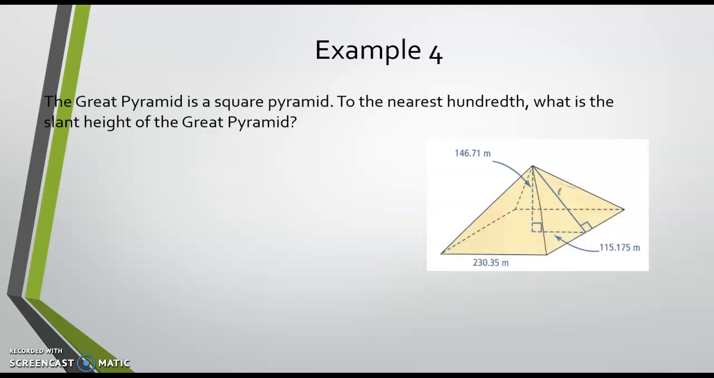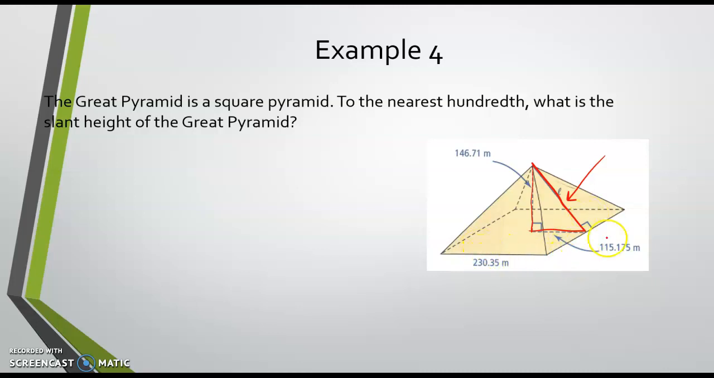So on to our next example. Here we have a pyramid. We want, to the nearest hundredth, what is the slant height of the Great Pyramid? So if you notice, right here is a right triangle. That's all we have to worry about.